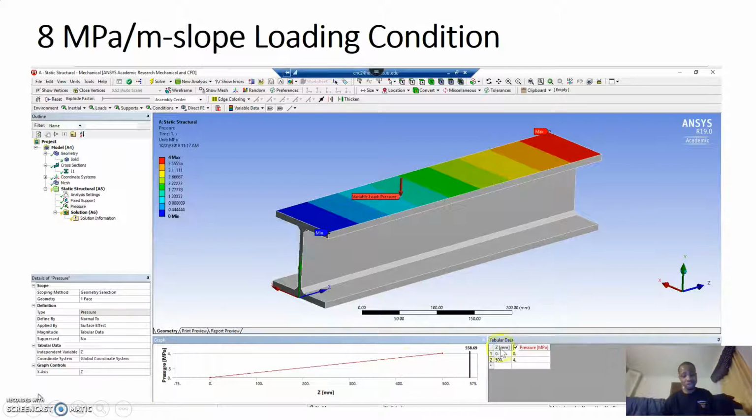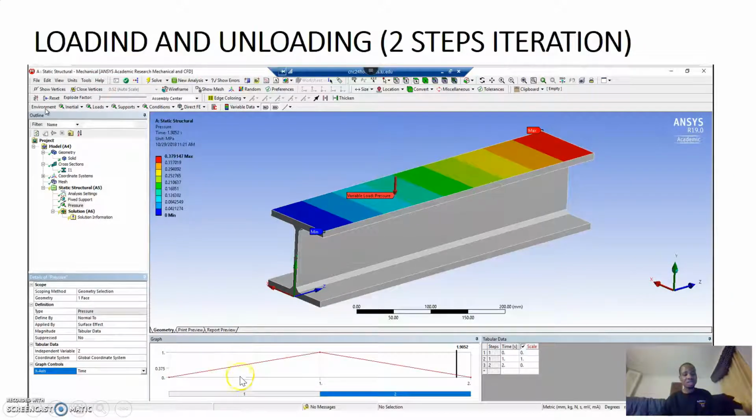With the tabular form that I use, I created the values in a tabular form, and you can see this graph. This graph shows the slope of the pressure as z increases. When z is equal to 0, the pressure is equal to 0, and when z is equal to 500 millimeter, the pressure is equal to 4 megapascals, you can see right here.